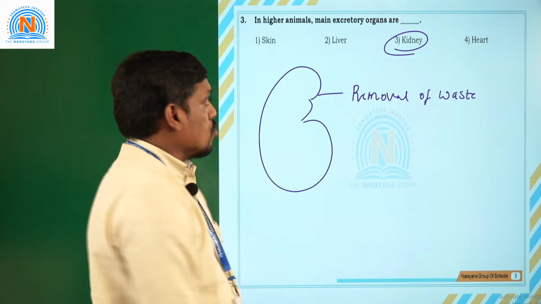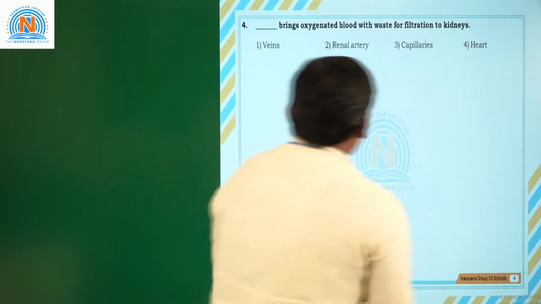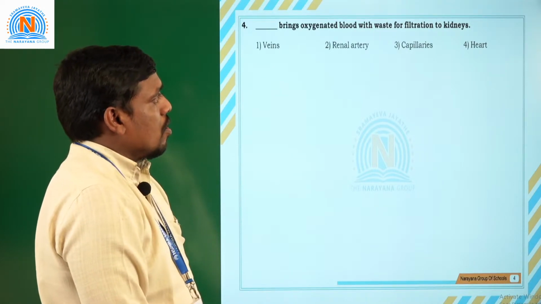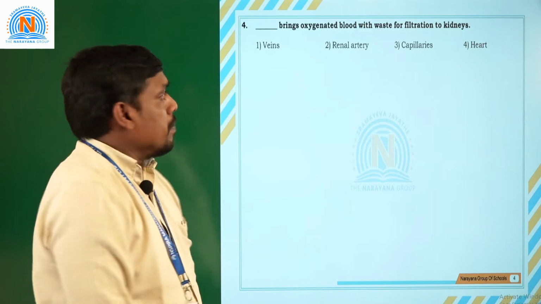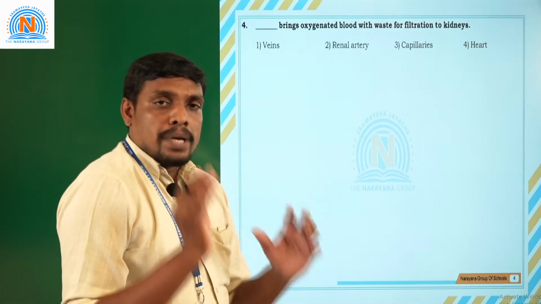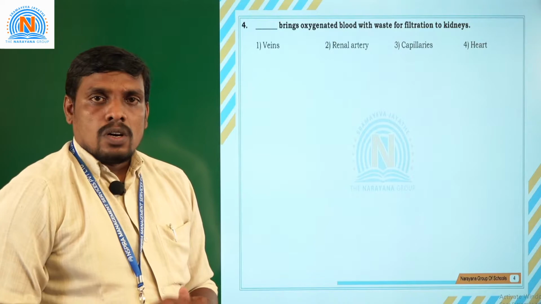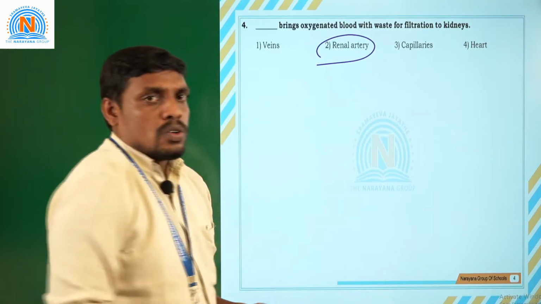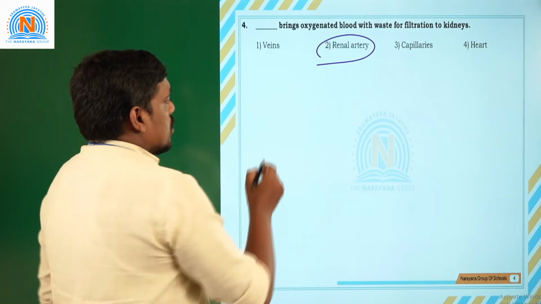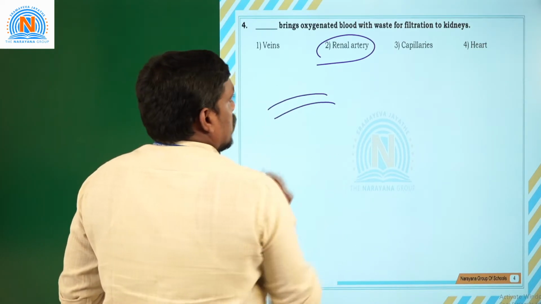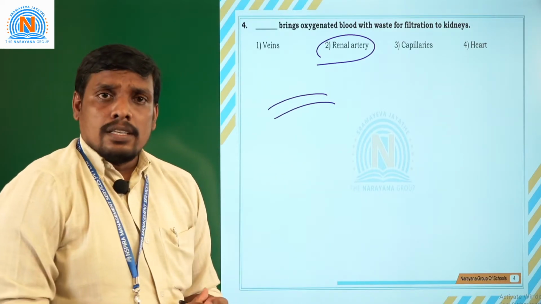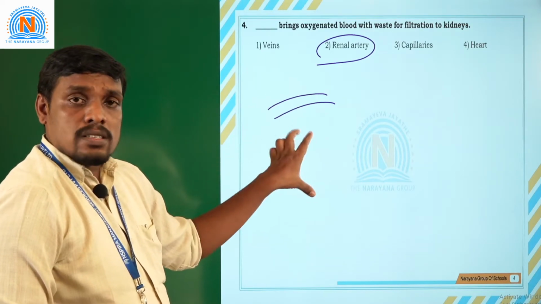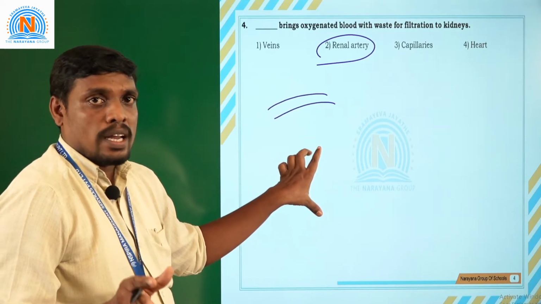Moving on to the next question, students. Dash brings oxygenated blood with waste for filtration to the kidneys. A major artery that brings oxygenated blood from the dorsal aorta. What is that called? A renal artery. So, the renal artery is a blood vessel that brings blood towards the kidneys for filtration. It is a specialized artery that arises from the dorsal aorta.